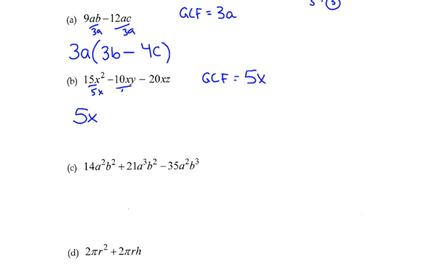5x underneath. Let's finish this example, guys. So 5x underneath all of them, and then we're going to divide. 5x squared over 5x, 3x minus 2y minus 4z.